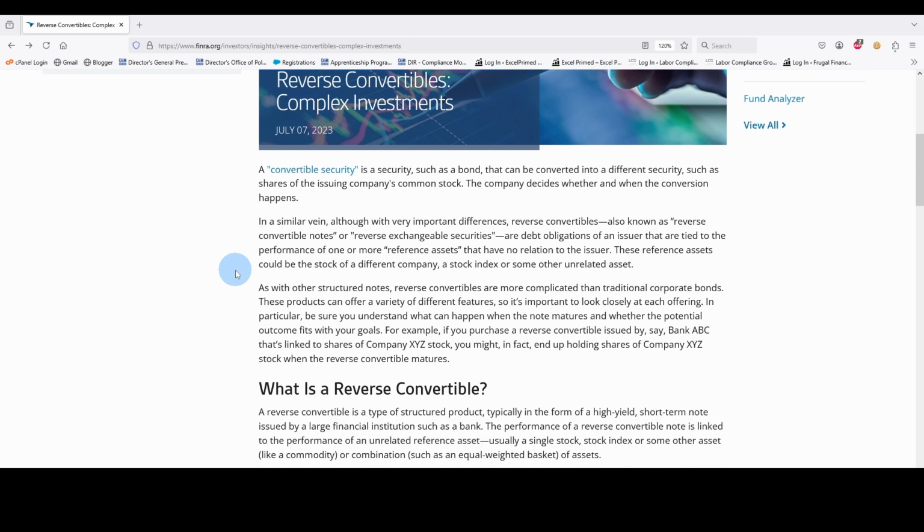In a similar vein, although with very important differences, reverse convertibles, also known as reverse convertible notes or reverse exchangeable securities, are debt obligations of an issuer that are tied to the performance of one or more reference assets that have no relation to the issuer. These reference assets could be the stock of a different company, a stock index, or some other unrelated asset.